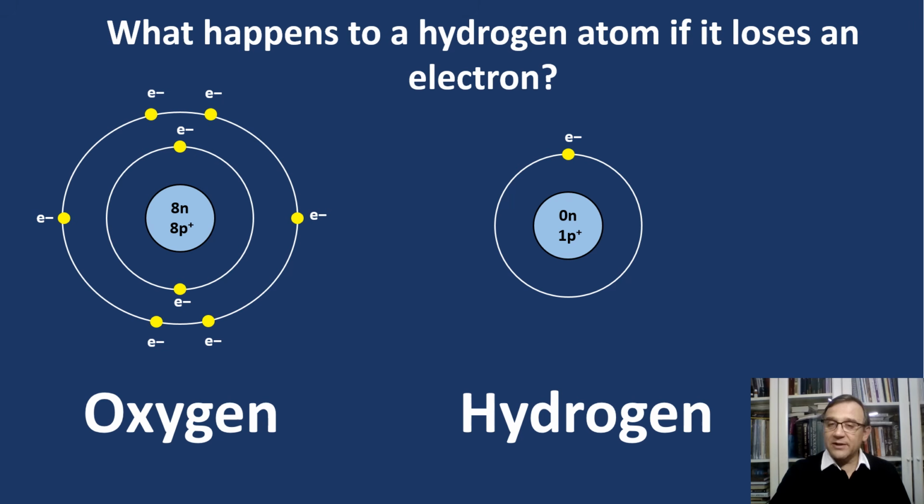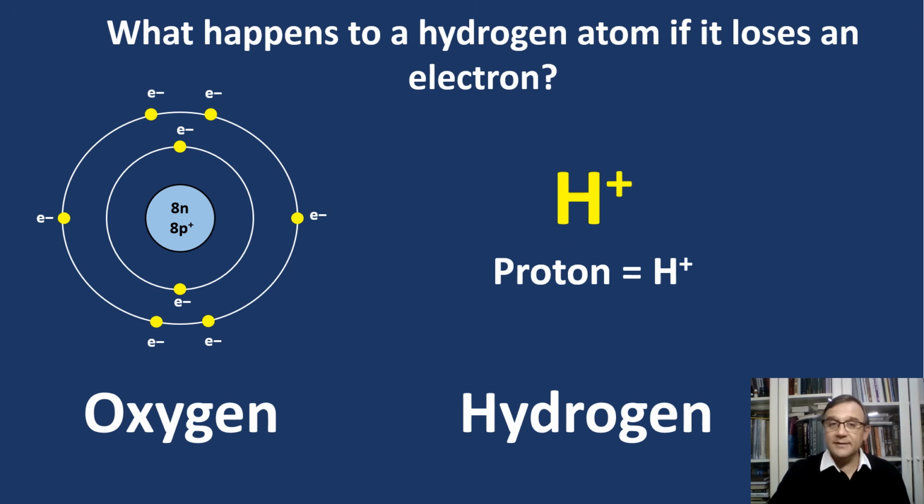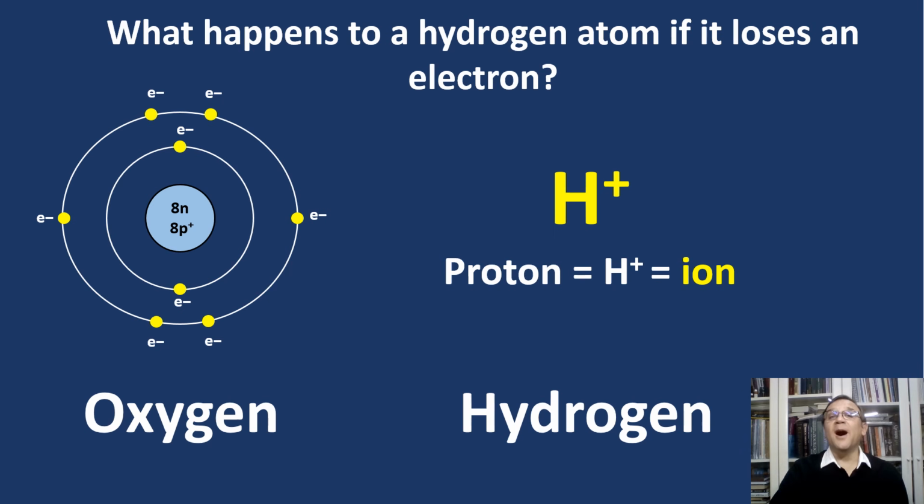Now, what happens if a hydrogen atom loses its electron? Well, when 1 proton remains, we refer to it simply as a proton. We usually abbreviate it as H+, hydrogen ion or proton. But it is no longer an atom. It becomes an ion. Let's review everything and answer questions step by step.